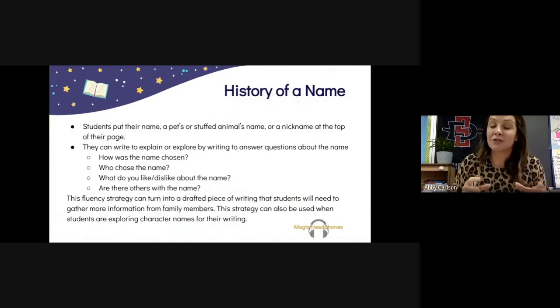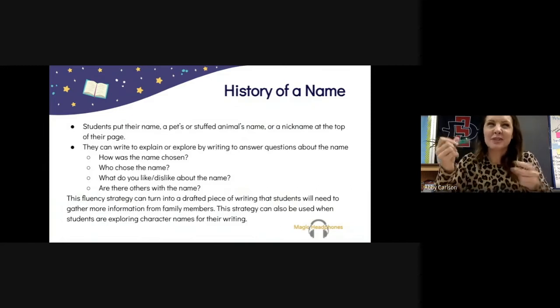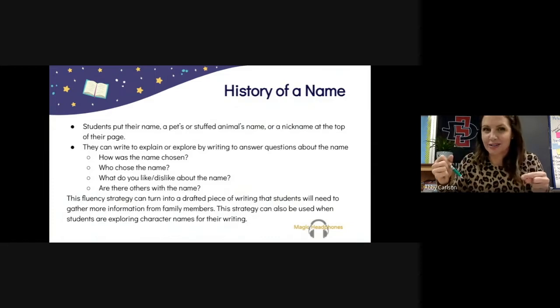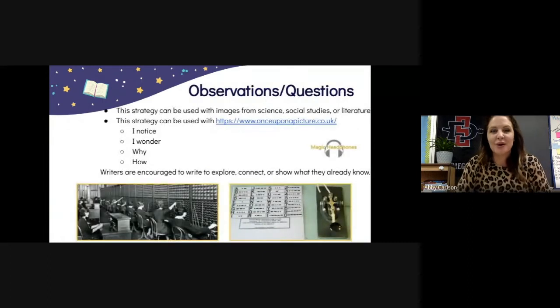But Magic Headphones is a great strategy to use every day at the end of fluency writing, sometimes before they count out their words. For this next strategy, we have observations or questions. This is really great for the students who maybe are really hesitant with writing. All kids have questions. All writers can observe.